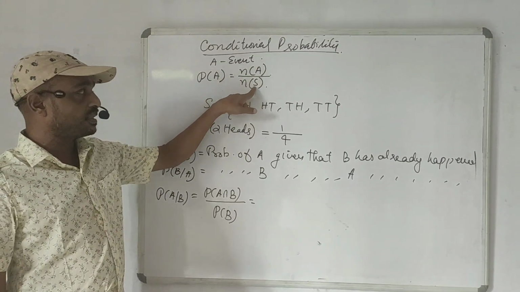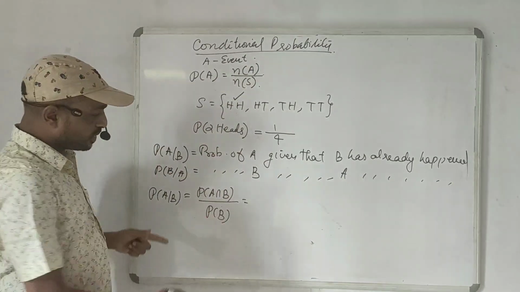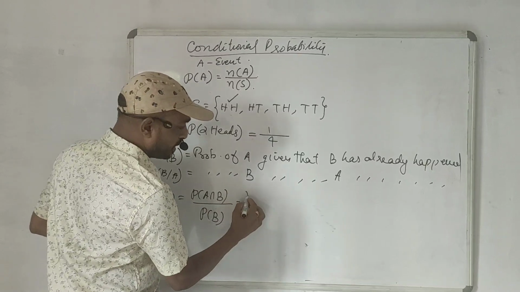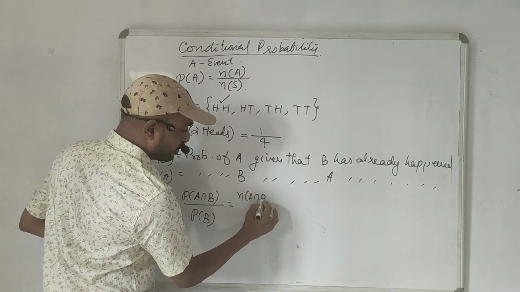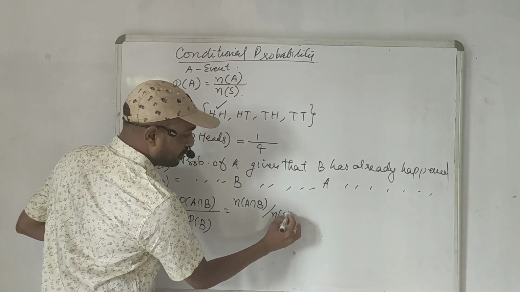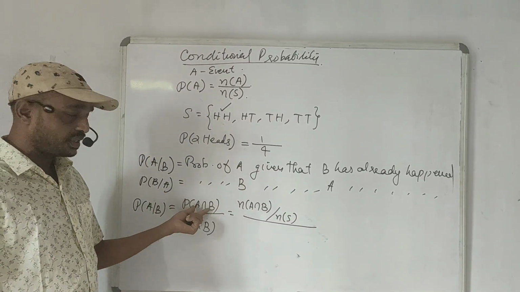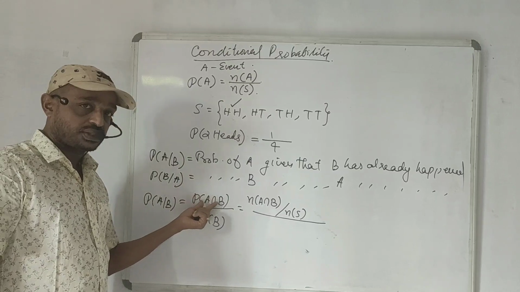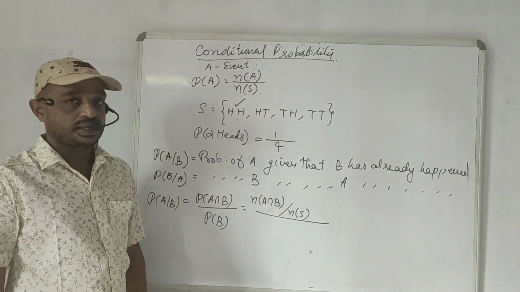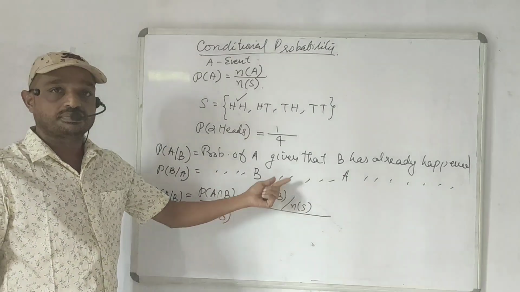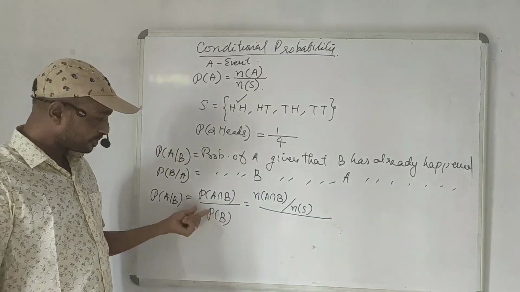Number of cases favorable to A by total number of cases. So what will be P of A intersection B? Number of cases favorable to A intersection B by total number of cases in the sample space. So what is probability? Number of cases favorable to that event by total number of cases. Total number of cases means total number of cases in the sample space.